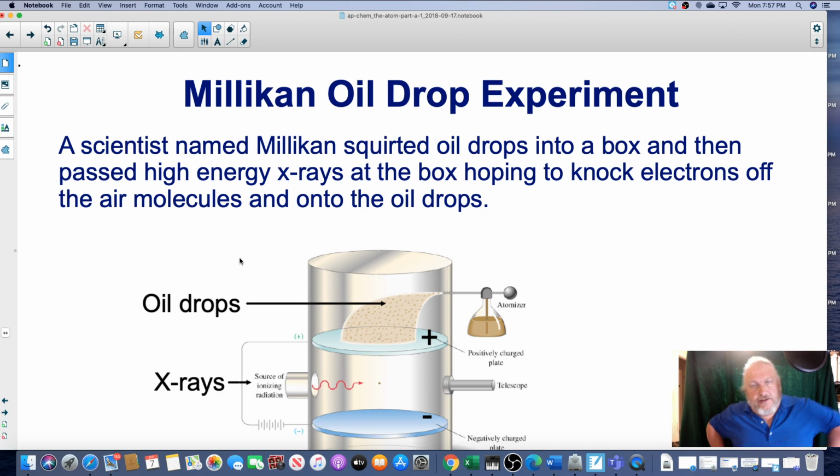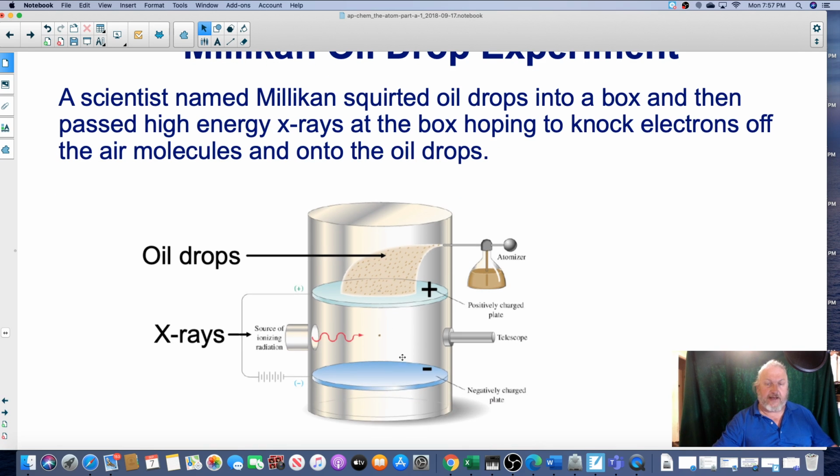So, a guy named Millikan squirted oil drops into a box, and then he passed high-energy X-rays at the box, hoping to knock electrons off the air molecules and onto the oil drops. This is how his device was. He was able to look through that and actually count the drops. He squeezed some oil through here, and this is a charged device, with an anode and a cathode. Then he put some ionizing radiation, some X-rays, through here. What he was hoping to do was stop the oil in midair by knocking off some of those electrons, or some of that charge.